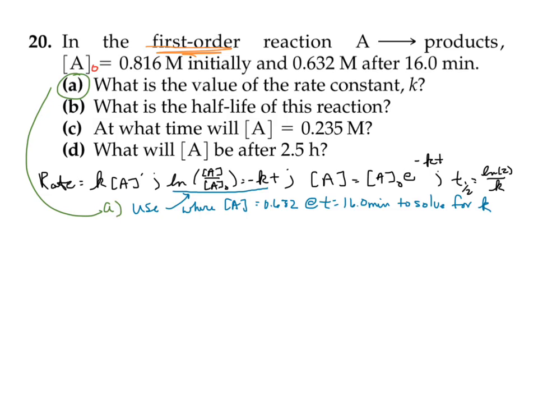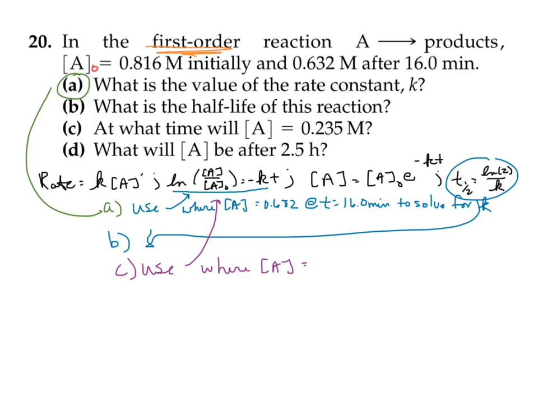And then B is what's the half-life. And so we have K, so we're just going to substitute in here to get the half-life. And then C is what time will the concentration be 0.235 moles per liter. And anytime you're supposed to get to time, use this one. Of course, we have the molar concentration of interest, that 0.235 moles per liter. Initial concentration stays the same. We have K, and let's solve for T.